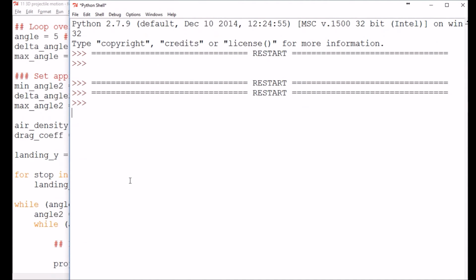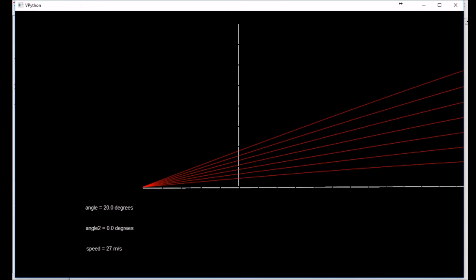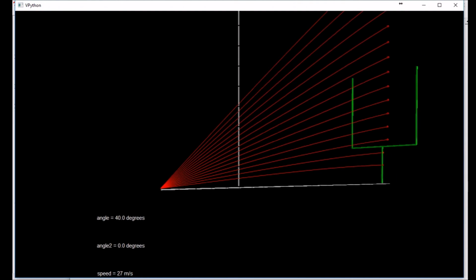It's thinking. Still thinking. Did I give it an infinite loop somewhere? No, okay, good. Okay, cool. No mistakes in my code. Awesome.